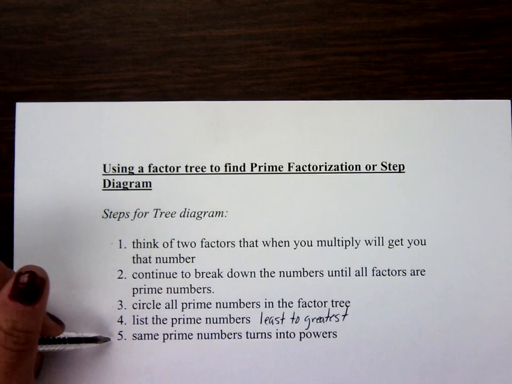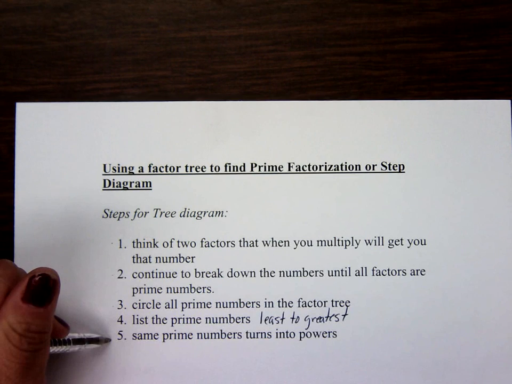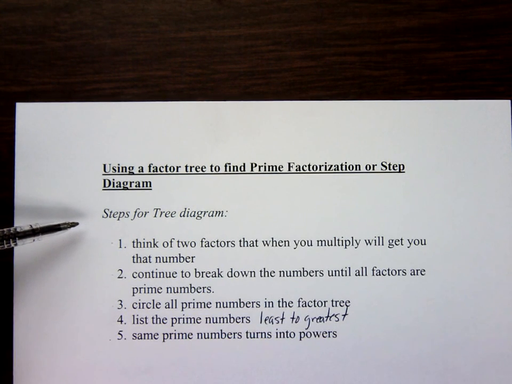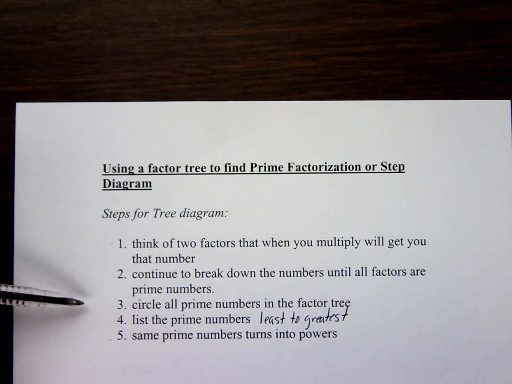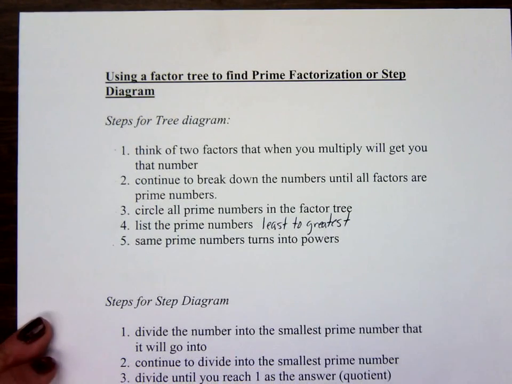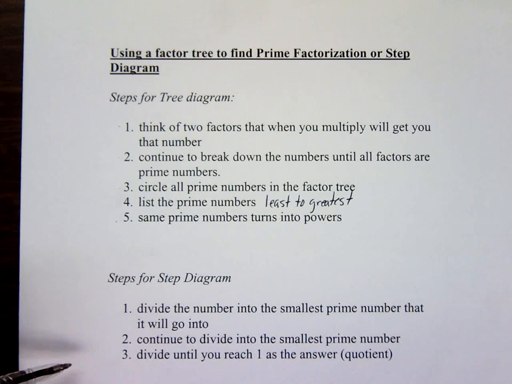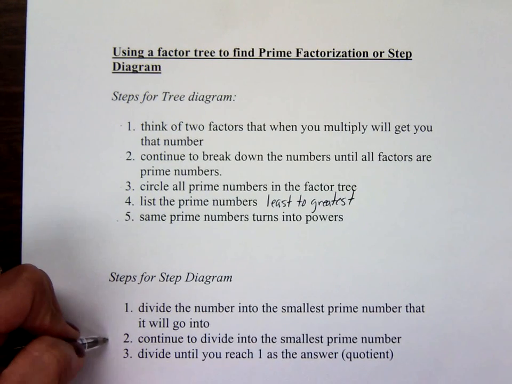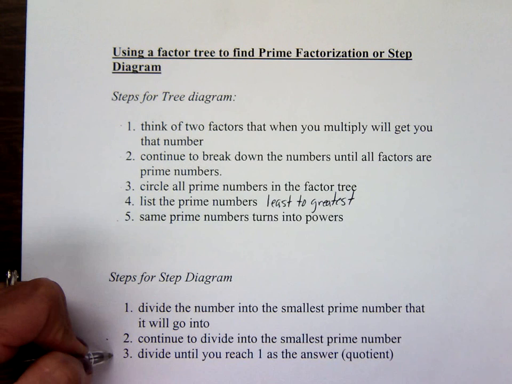And step 5, same prime number turns into powers. If this is going too fast for you, go ahead and press pause, and when you're ready, go ahead and press play again. For the step diagram, these are your steps. Divide the number into the smallest prime number that it will go into. Continue to divide into the smallest prime number and divide until you reach 1 as the answer or the quotient.